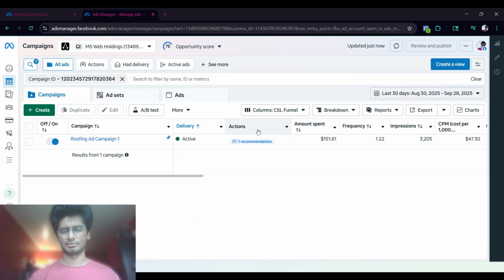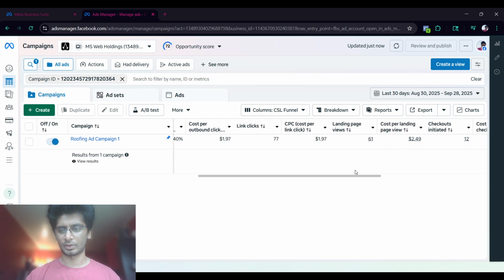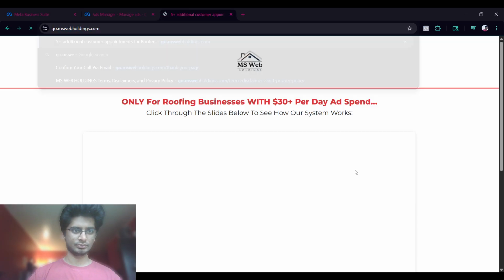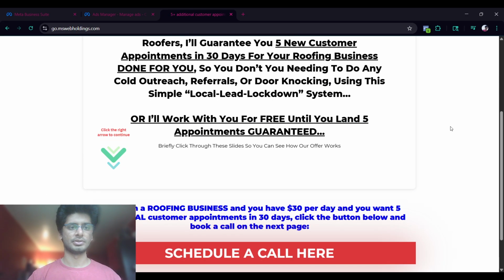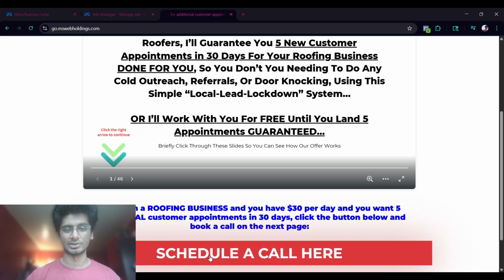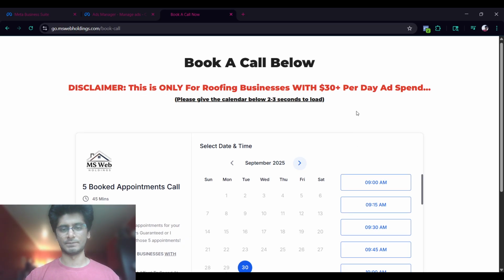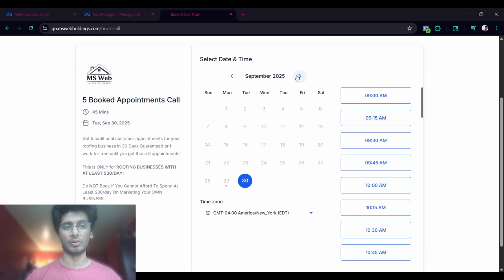So it includes not actions, but it includes delivery, amount spent, frequency, impressions, all this good stuff, right? So when I made the funnel, this funnel starts off with the landing page. Then you look through these slides, obviously, schedule a call. Sorry, this is the book call page. Then once they book a call, it takes you to the thank you page, right?